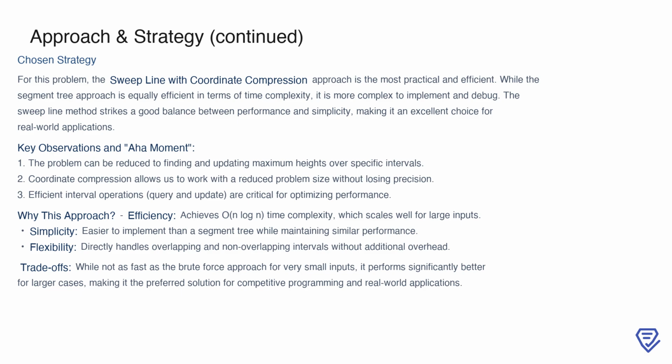The key insight here is recognizing that the problem boils down to efficiently managing maximum heights over specific intervals, and coordinate compression makes this manageable. This approach strikes a balance between performance and simplicity, making it easier to implement and debug compared to a segment tree. While it may not be as fast as brute force for very small inputs, its scalability and practicality make it the preferred choice for competitive programming and real-world applications. It handles overlapping and non-overlapping intervals seamlessly, ensuring both efficiency and flexibility in solving the problem.